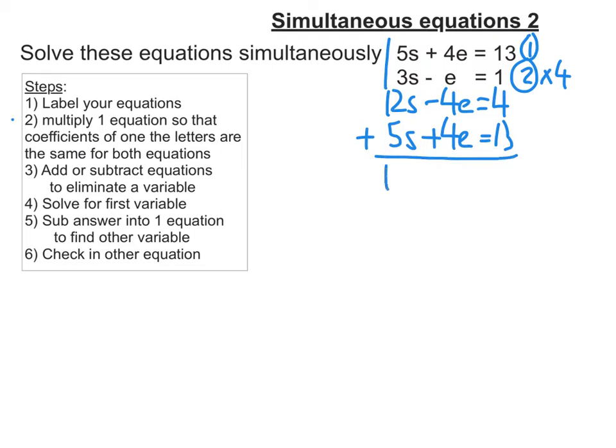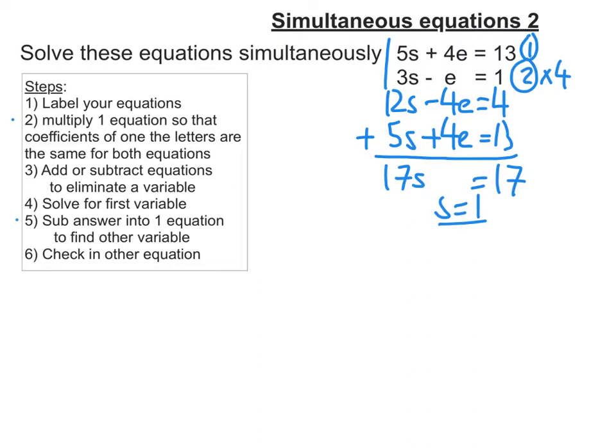12s add 5s is 17s. 4e, negative 4e add 4e disappears. It's been eliminated as we'd want. 4 plus 13 is 17. 17s equals 17. Divide by 17, we get s equals 1. So we're now up to step 5.